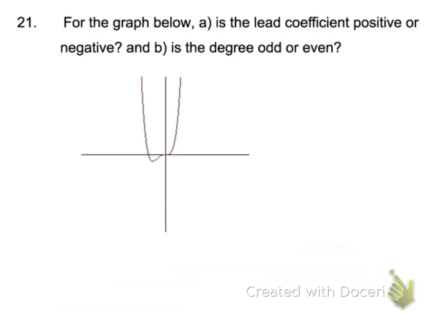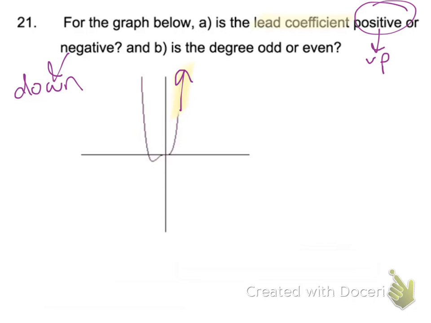So when we're looking at the lead coefficient, you want to look at the right end behavior, okay? If your end goes up, the lead coefficient would be positive, and if it goes down, it would be negative. You can see my right-hand behavior goes up, so it's definitely going to be positive.